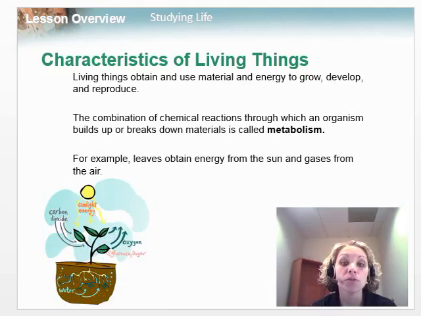Living things obtain and use materials and energy to grow, develop, and reproduce. The combination of all the different chemical reactions through which an organism builds up or breaks down materials is called metabolism. For example, leaves obtain energy from the sun and gases from the air, and they use that to make their own food. We call that process photosynthesis. That's one way that plants carry out metabolism. As humans, we carry out metabolism by eating food, which our body breaks down to release energy. And we use that energy for all of our cellular processes. That's a different type of metabolism.